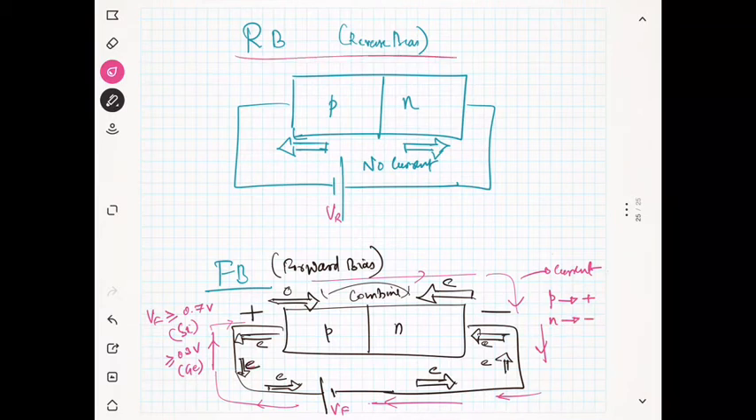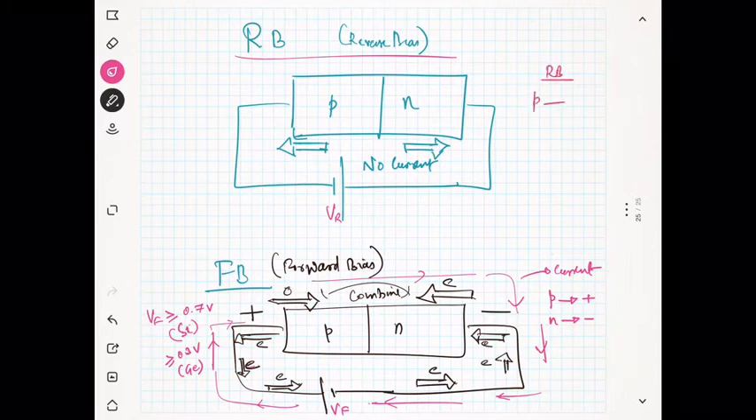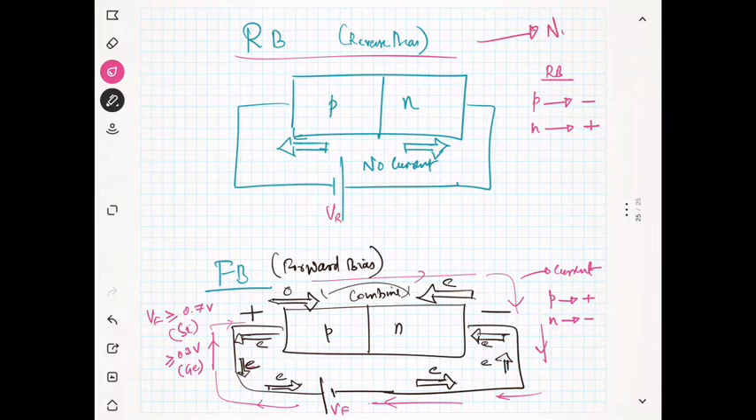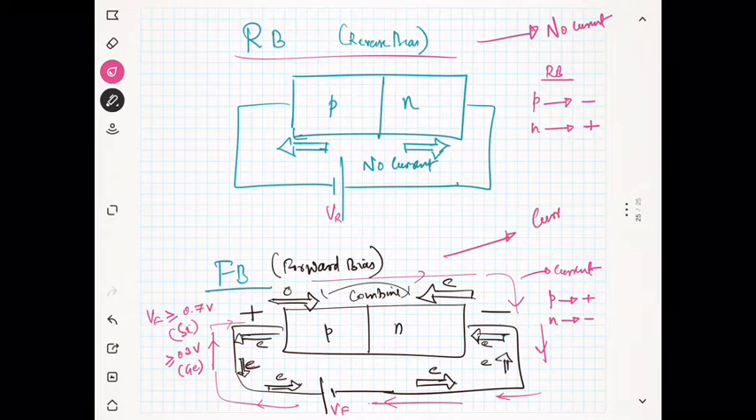But in reverse bias, as I told you, the p-type is connected to the negative and n-type is connected to the positive of the battery. So in reverse bias, no current. In forward bias, you have current. And here no current. Okay, so that is the difference. So we have studied two types of biasing techniques, which is forward bias and reverse bias. Now I want to tell you the symbol for the diode.